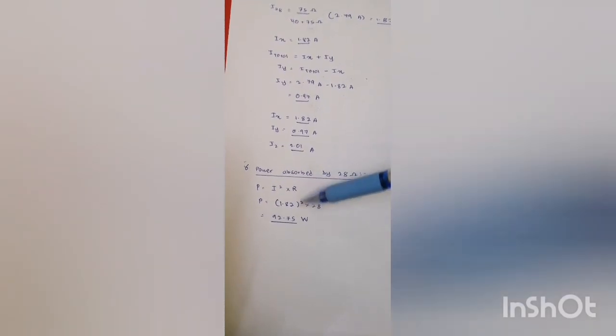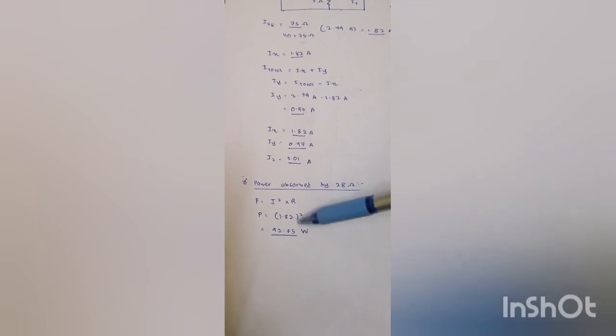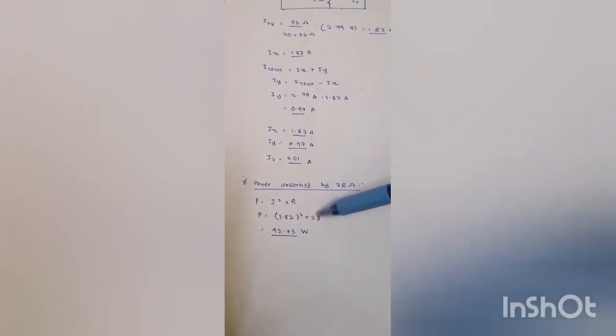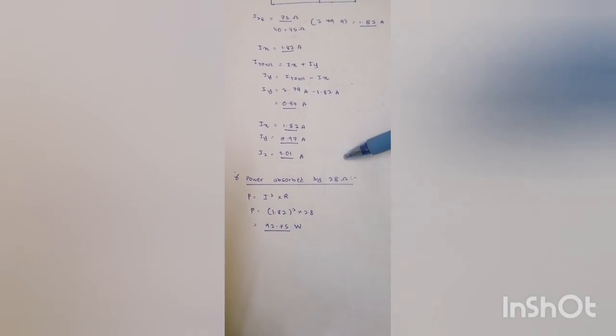I use the power formula, and for the current I use 1.82 because this question wants the 28 ohm. So I use 1.82 bracket power of 2 multiplied by 28. So I get 92.75. That's all from me.